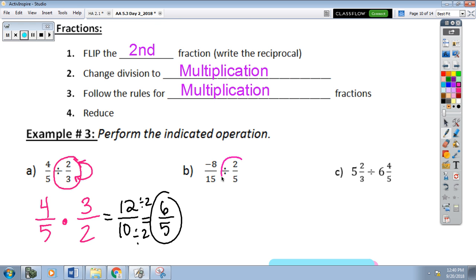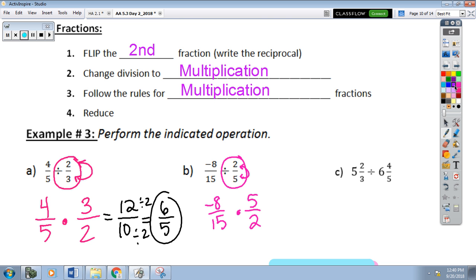Same thing with our next one. We're going to take the reciprocal of our second fraction. So it'll be times 5/2. And for this one, I'm going to show cross-reducing, just to kind of mix it up.